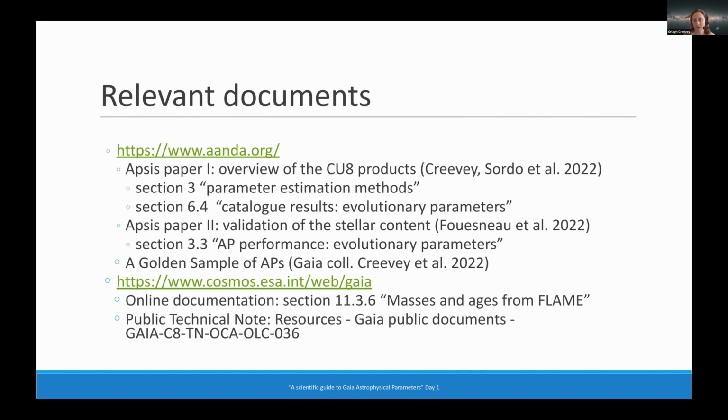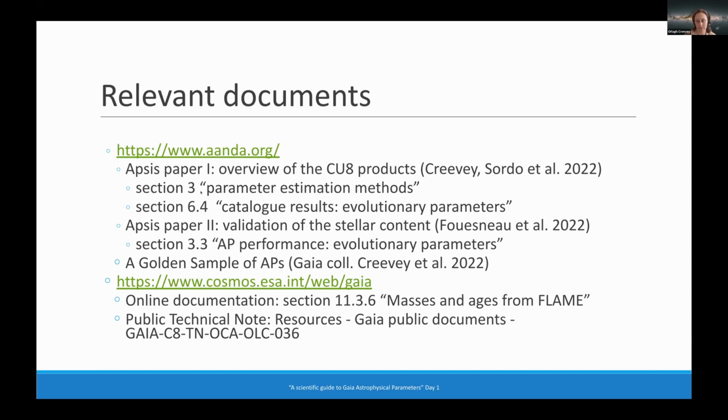Okay, so the relevant documents, I think I have put the links on all of the slides, but if I don't, I will do it. But just so you know, anything I'm showing here is published. So from the ANA papers, there are two main APSIS papers. The first one is the overview of the CU8 products. So this is this paper here.